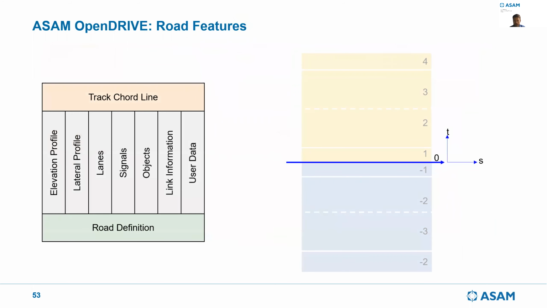So what are the things I can actually add to my road? I can have that elevation profile, what we saw before, when I talked about the missing pitch of the reference line system. Then we've got the lateral profile that is perpendicular. Then we have, of course, the lanes, what we saw before. We can have signals. We can place objects on the road or beside the road. And we have the link information and user data, where you can put in additional data you need maybe for your simulation. But that's pretty much a free field for you.